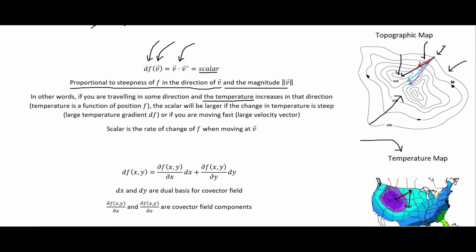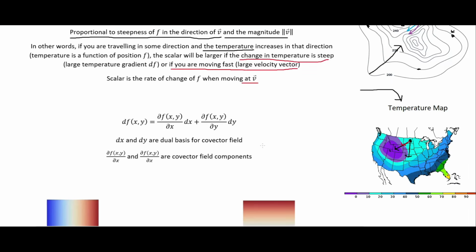So if you were traveling in some direction, the temperature increases in that direction. So the temperature is a function of position f. The scalar will be larger if the change in temperature is steep, so a large temperature gradient, or if you are moving fast, so a large velocity vector. So the scalar is the rate of change of f when moving at some v here.